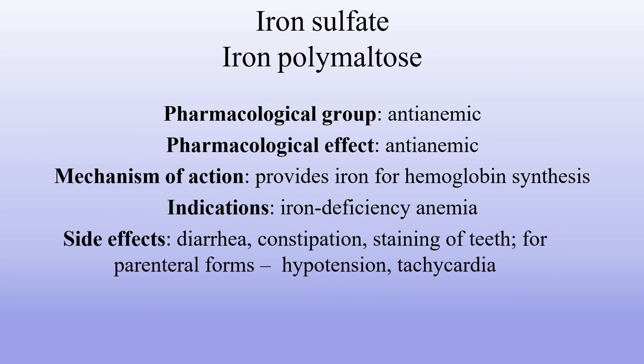Iron sulfate, iron polymaltose. Pharmacological group: anti-anemic. Pharmacological effect: anti-anemic. Mechanism of action: provides iron for hemoglobin synthesis. Indications: iron deficiency anemia. Side effects: diarrhea, constipation, staining of teeth. For parenteral forms: hypotension, tachycardia.